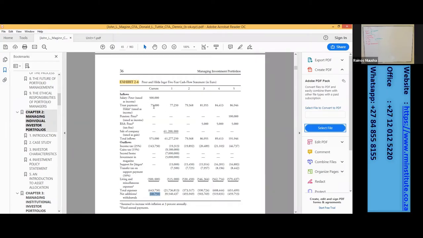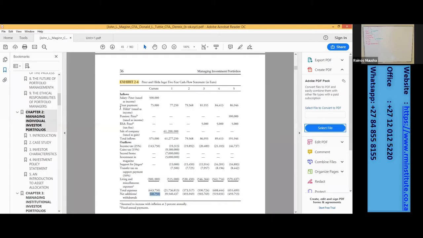They are telling us that for Hilda, the income that she's going to be generating from the trust is going to be growing by the inflation rate of 3%. Remember we said the real rate of interest is 3%. The inflation rate is 3%, which gives you a nominal growth rate of what? Of 6%.